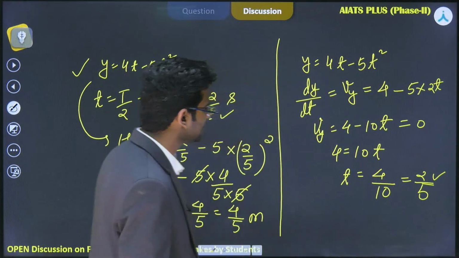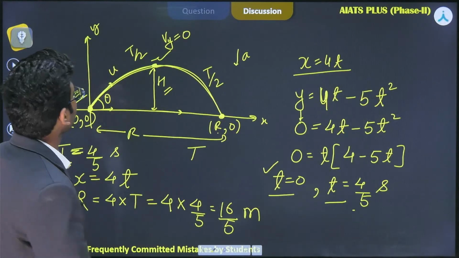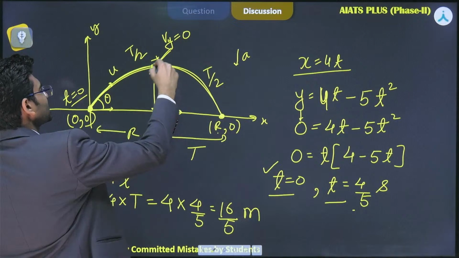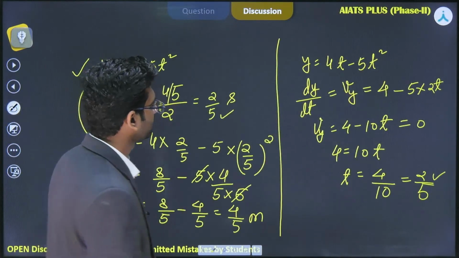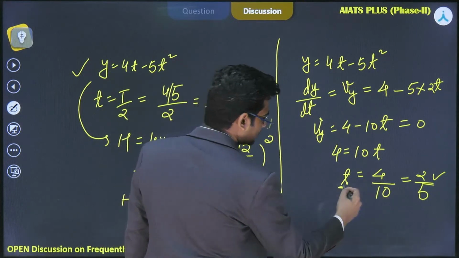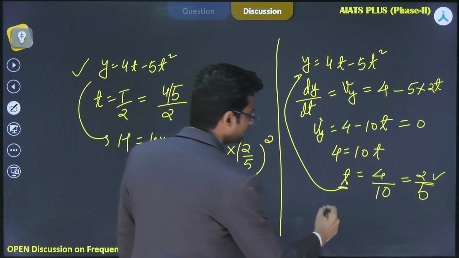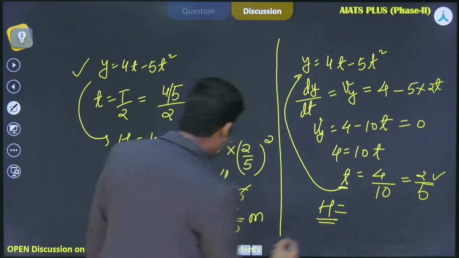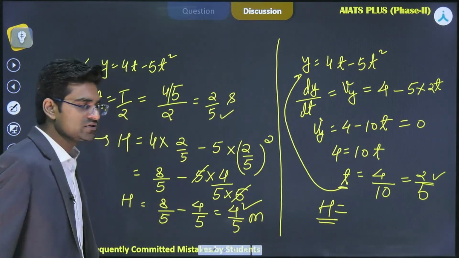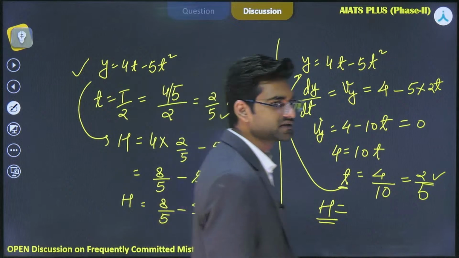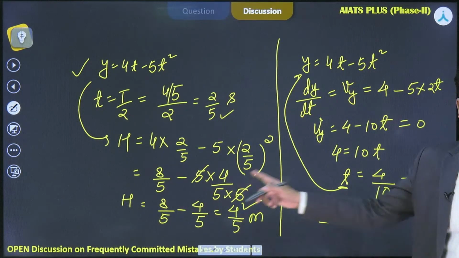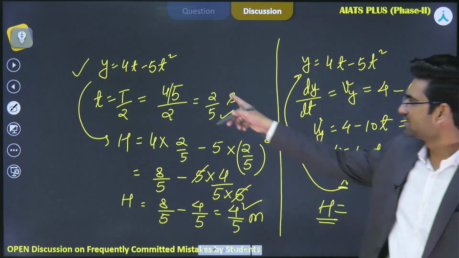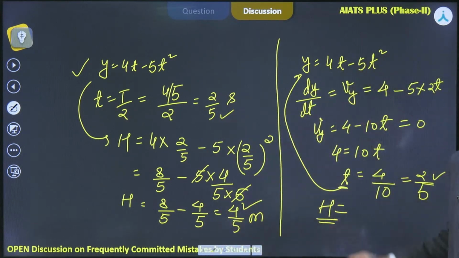So we are getting the time when this particle will reach the maximum height. Now we can write this t again, put here in y, and we will get the maximum height same as 4 by 5 meters. So that's how you can deal with this question in two different ways. Any problem in either of these methods? This is method 1, this is method 2.